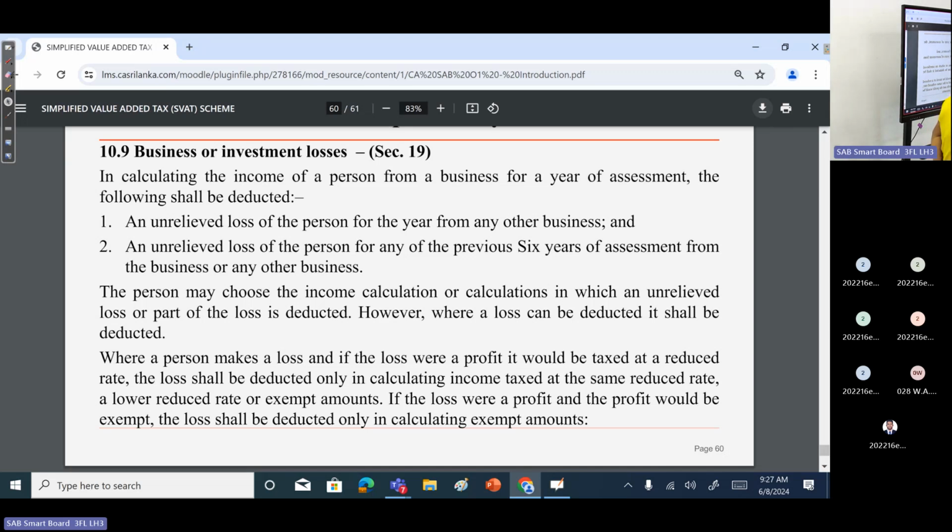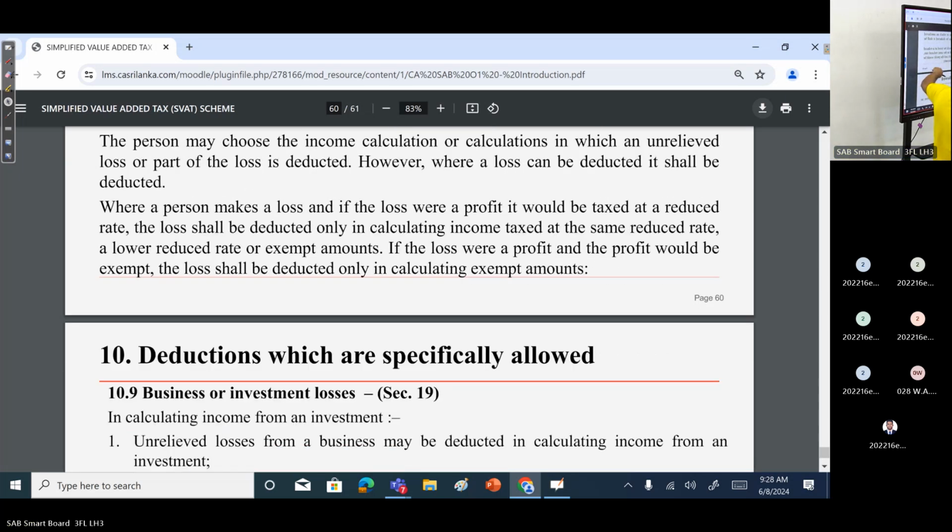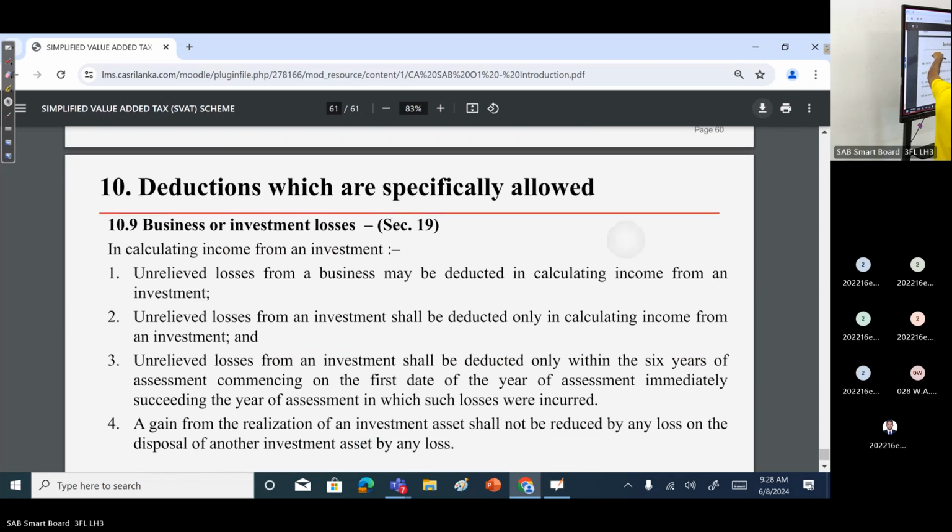A lower reduced rate or exempt amount. If the loss were a profit and the profit would be exempt, so I have a business, that particular income is exempt. So in that business I am incurring a loss. Then that loss can be set off against the exempt income. Right? If the loss were a profit and the profit would be exempt, the loss shall be deducted only in calculating the exempt amount. Is that clear?